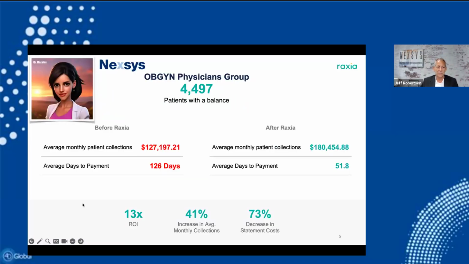Wow, that's a great slide right there. So that was their average monthly collections prior, around $127,000 a month just in patient payments. Average days to payment were 126 days. And then I landed around 179 on the right side of that slide, to average days to 58, 51 days. So payments came quicker. They were larger, more frequent. I mean, on every metric, it was doing its job. And so we were really, really impressed. And so it's been great.